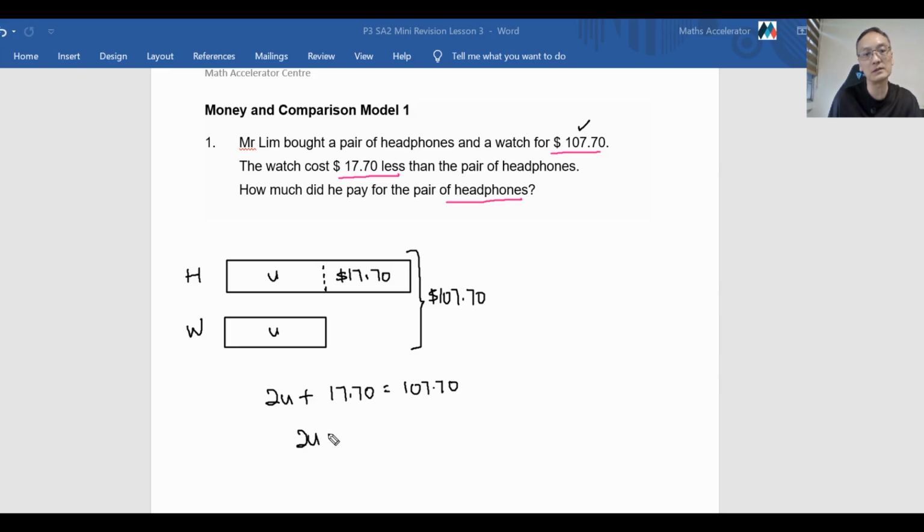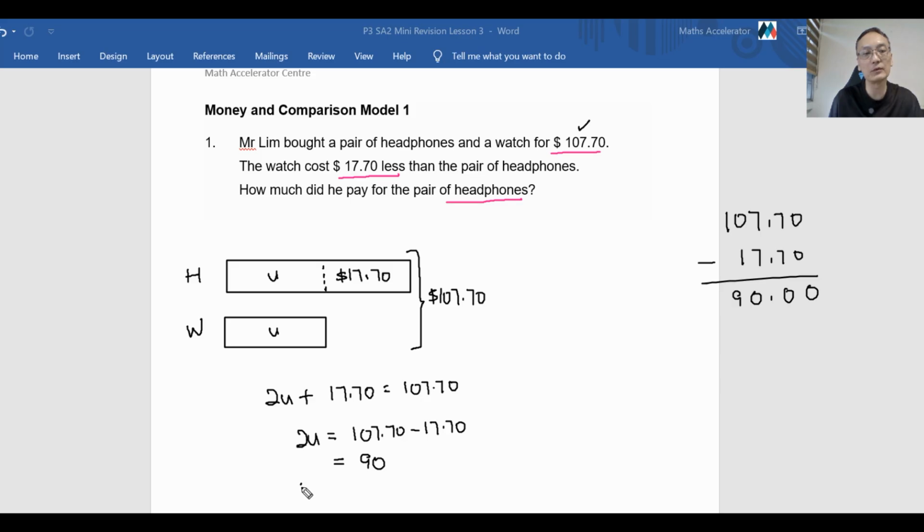So these 2 units will be 107.70 minus 17.70. So we do our working at the side. Seven minus 7 is 0. Another 7 minus 7 will give us 0. 10 minus 1 is 9. And we know that the value of these 2 units is $90.